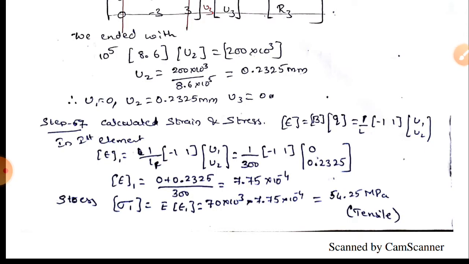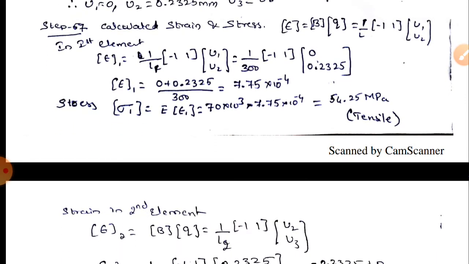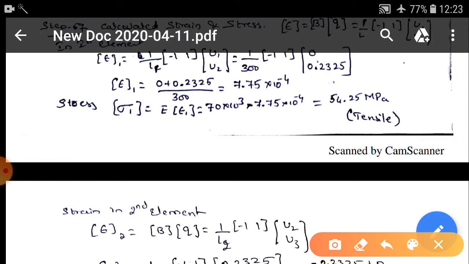So what are your nodal displacements? u1 is 0, u2 is 0.2325 mm, and u3 is 0. After writing this, calculate the strain and stress. Strain is B into Q, that is 1 by L times [-1 1], and u1 u2 are the displacements associated with element 1. So the strain in the first element is 1 divided by L, the length of that element, 300, times [-1 1], with u1 as 0 and u2 as 0.2325.